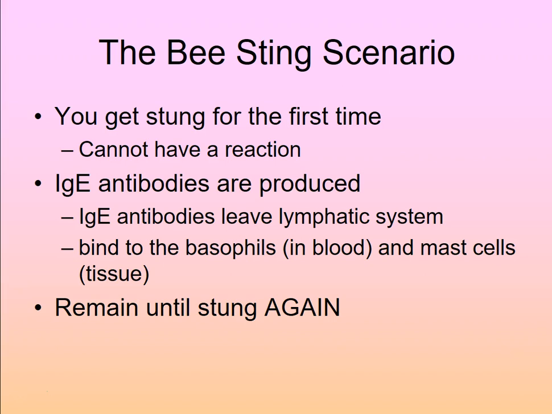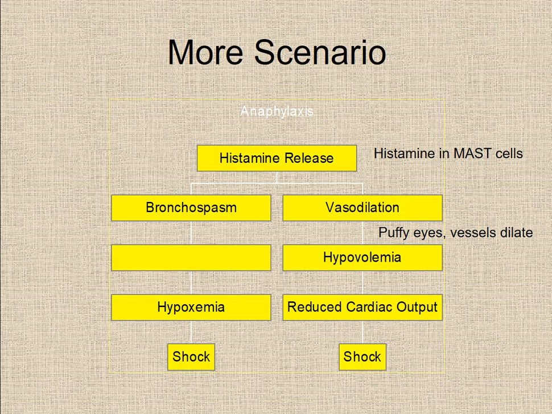When they get stung again, then you get an overreaction of the release of histamine, and it causes even more vasodilation, and your blood pressure drops significantly, which can kill you, or closes your airway up, which can kill you. So that's what I've got this chart here for. It's a release of histamine from the mast cells.